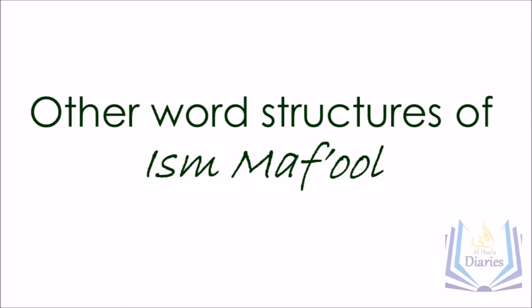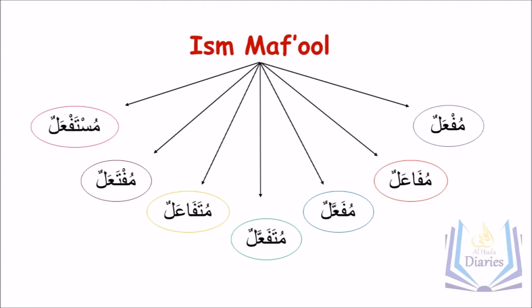So Ism Maf'ool also has other word structures. I'll read out the table first and then we will go through it. Muf'al, mufa'al, mufa'al, mutafa'al, mutafa'al, mufta'al, mustafa'al. I'll repeat it again.